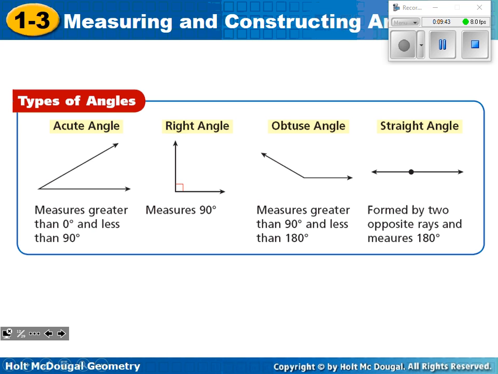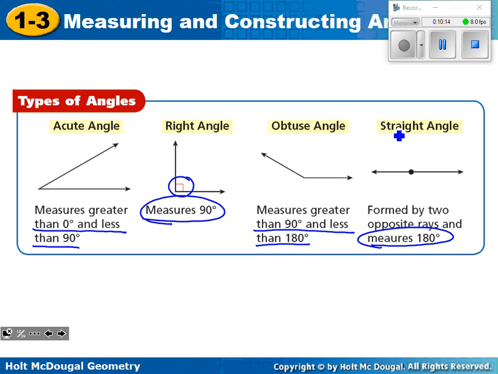These are vocabulary words that will be on your vocab test. Acute, right, obtuse, and straight. So just a reminder, acute's between 0 and 90. It can be 89.999. But once it reaches 90, it's a right angle. Don't forget that the little box is how you can indicate it in a picture that you have a 90-degree angle. Obtuse is going to be more than 90 but less than 180. And again, it can be 179.999, but once it hits 180, it's considered a straight angle.